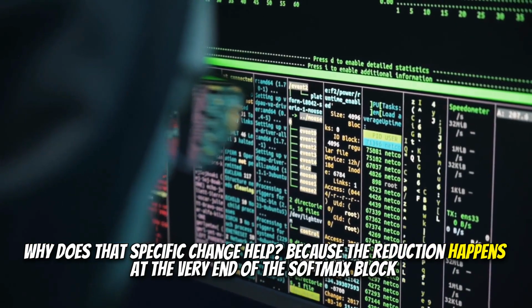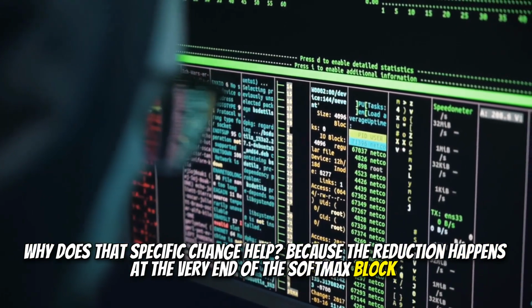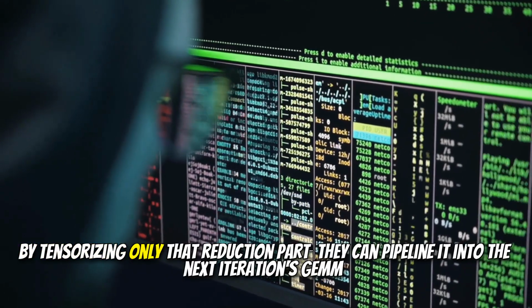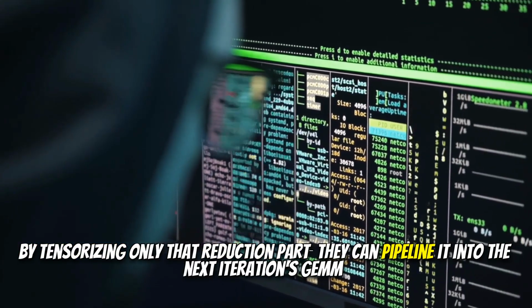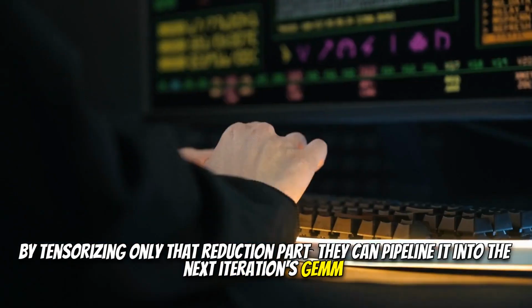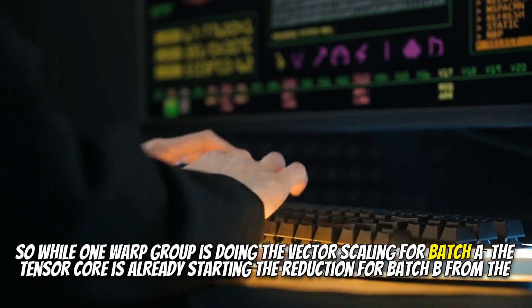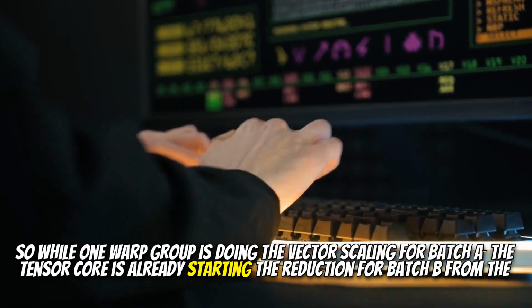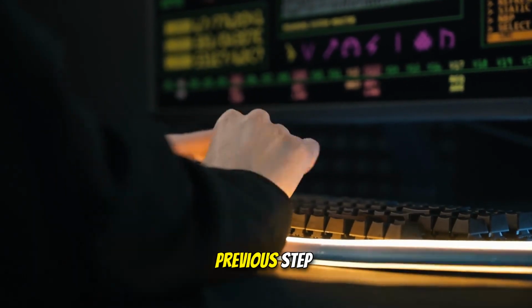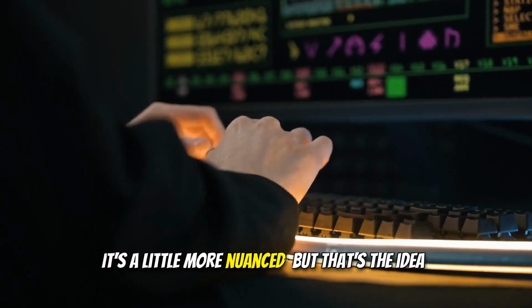Because the reduction happens at the very end of the softmax block. By tensorizing only that reduction part, they can pipeline it into the next iteration's GEMM. Oh, I see. So while one warp group is doing the vector scaling for batch A, the tensor core is already starting the reduction for batch B from the previous step. It's a little more nuanced, but that's the idea.